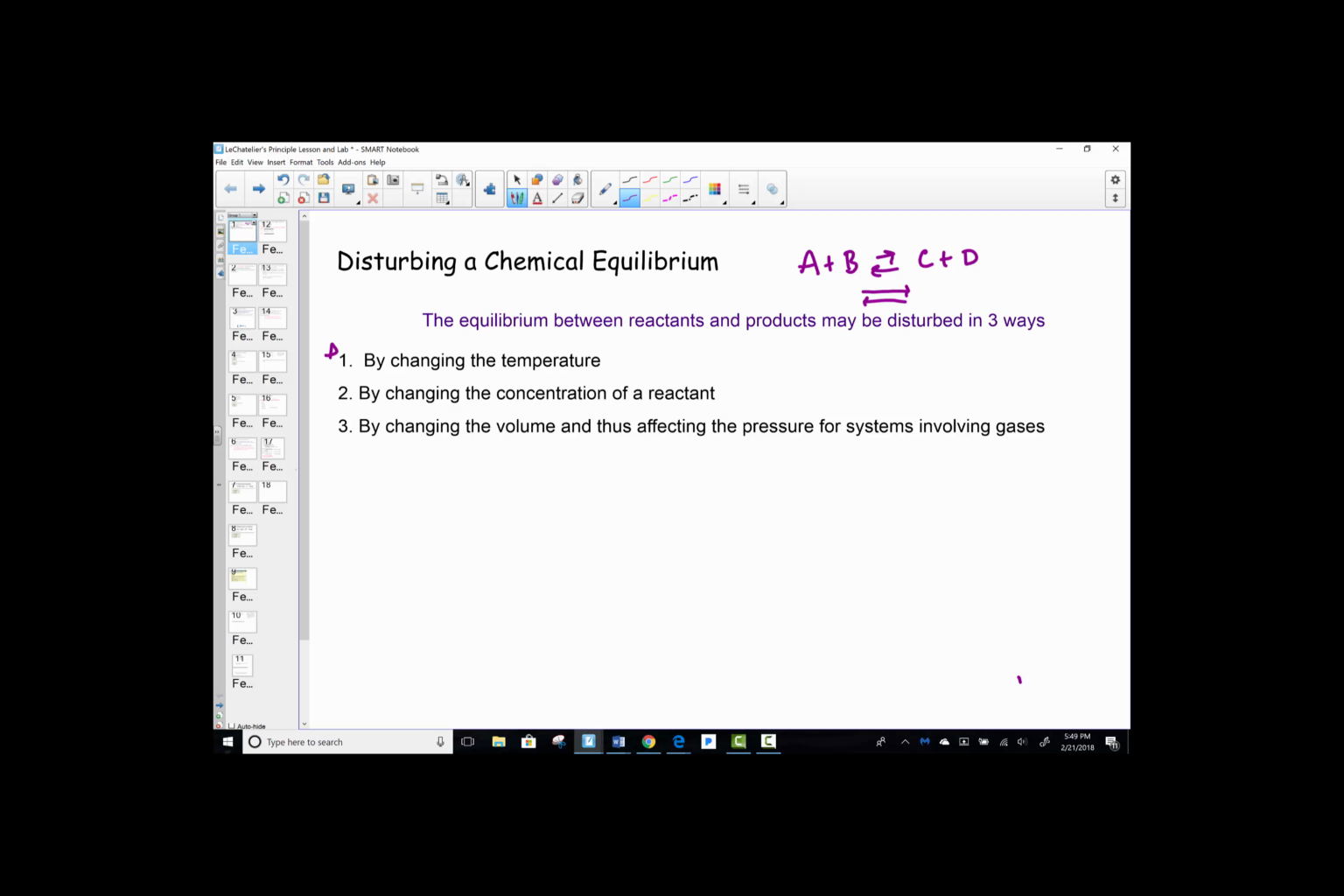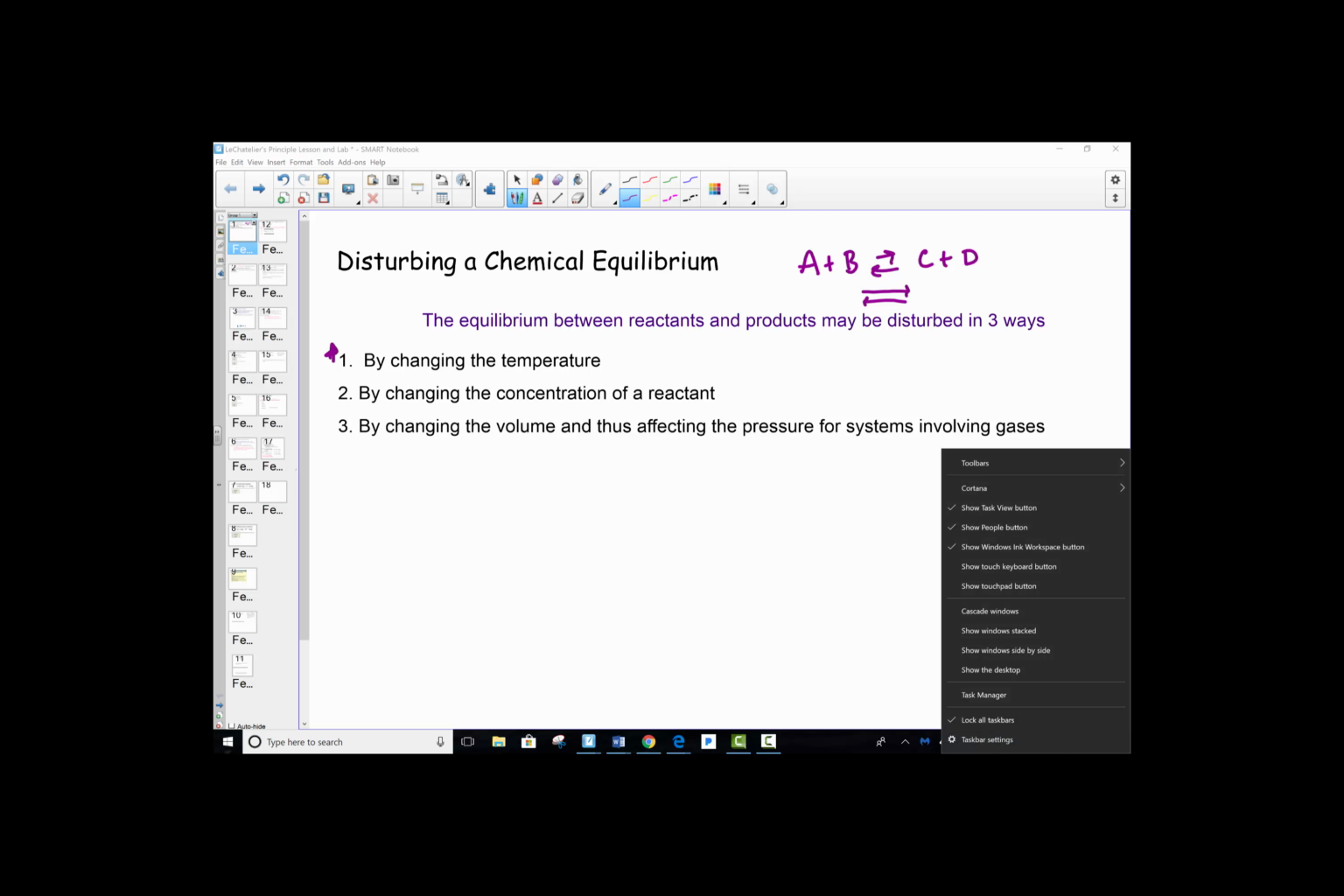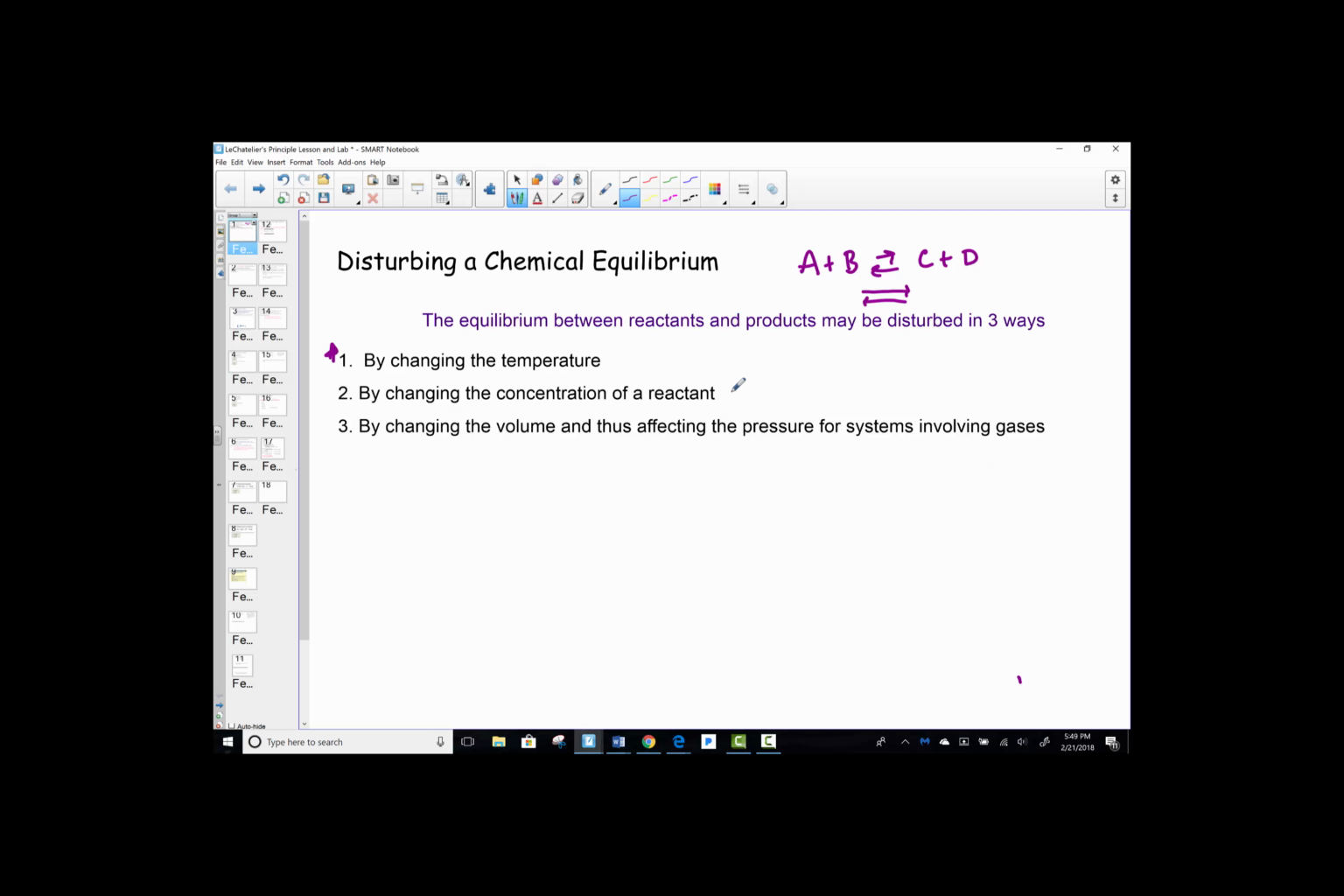There are three different types of stresses that will affect and shift equilibriums: changing the temperature, changing the concentration of a reactant or product, or changing the volume and thus affecting the pressure for systems involving gaseous forms. So I'm going to talk about each of these one at a time and then apply it to the systems that you'll be studying in today's lab.